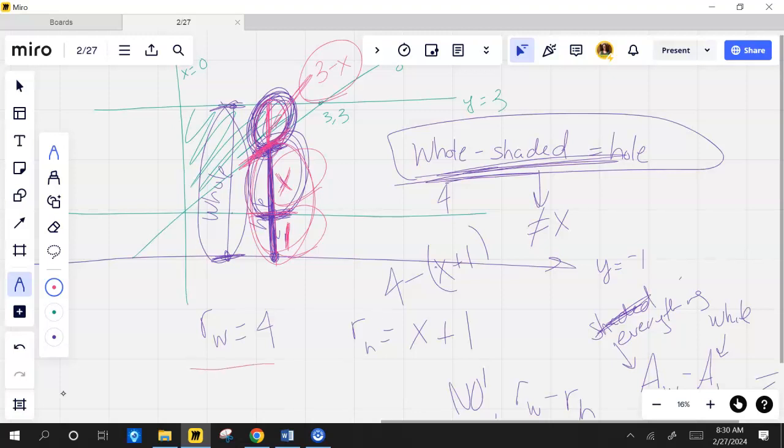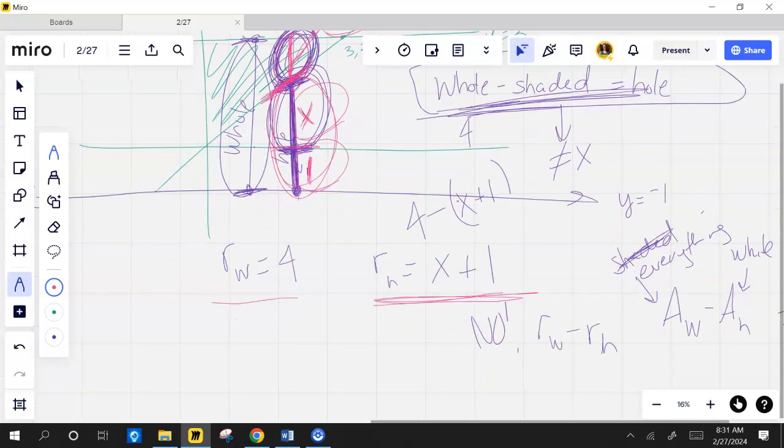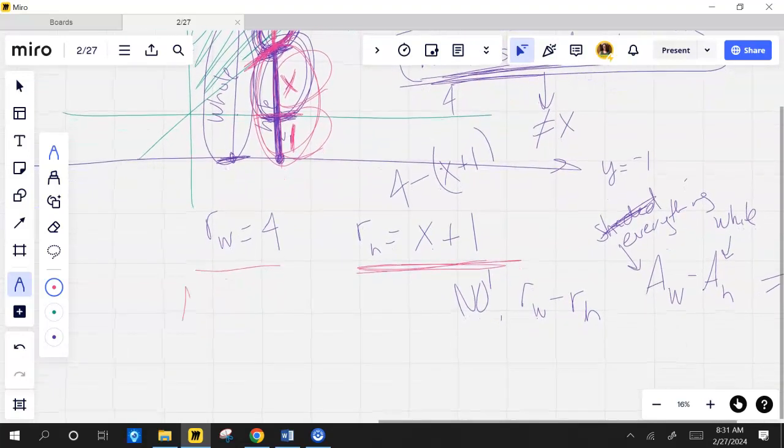We haven't gotten to that point yet. We're going to use it. I was trying to help you understand why this is x plus 1, because that's the radius of the white hole. You want me to draw another picture that's clean? Now I have to find the area of each one. So pi r squared, 16 pi times x plus 1.